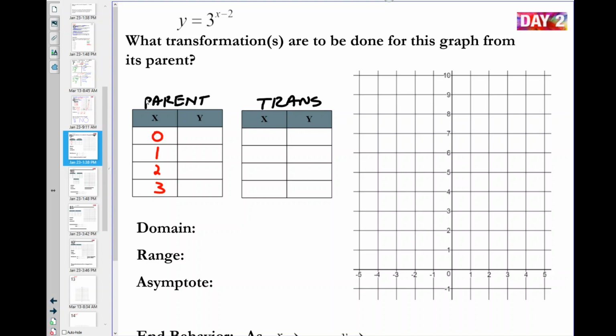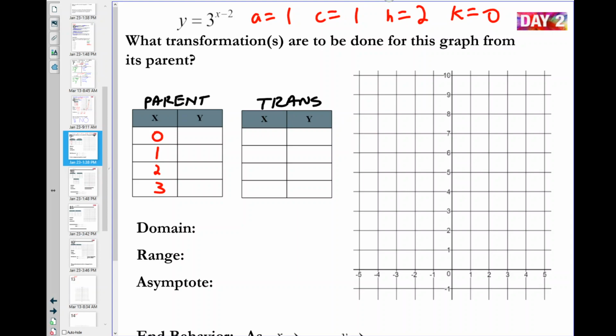Also, I need to identify A, C, H, K. What's A here? A is in front of the base, and up here there's nothing being multiplied, so that's just a 1. What is C? C is in front of the X. There's no coefficient in front of the X, so C is 1. That's also why you don't see a parentheses up there. What is H? 2. Remember, in every other transformation we've done with H, you got to change the sign. So H is going to be positive 2, and what's K? 0.